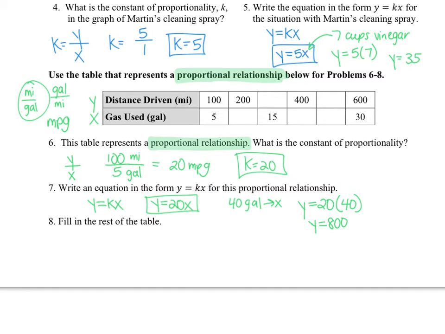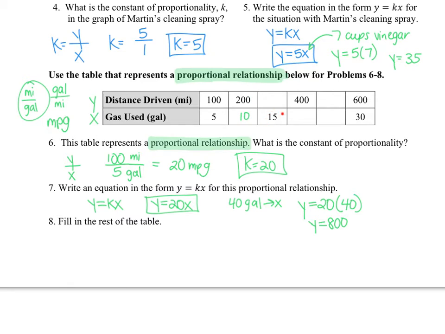Okay, and number 8 is fill out the rest of the table. So we're just going to use our constant of proportionality to help us out here. Just like I used the equation, we don't actually have to plug it into the equation, but we can do the same thing. So to get from 100 to 5, we divided by 20. So for 200, we're going to divide by 20 to get how many gallons we had to go 200 miles, and so that would be 10. And you can check to make sure 10 times 20 is 200.